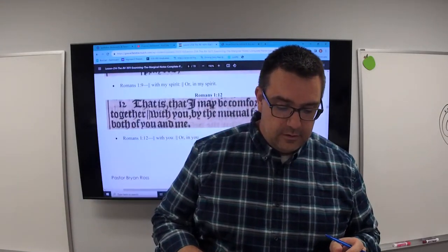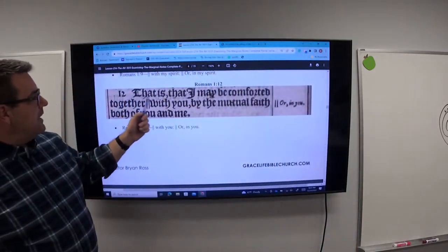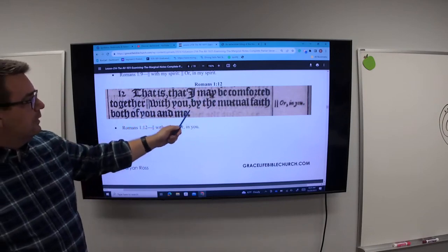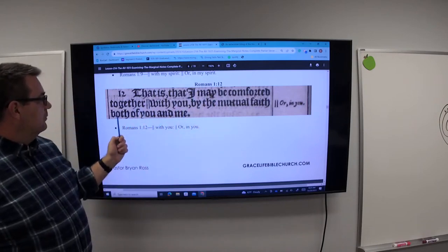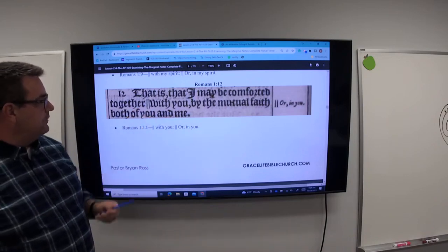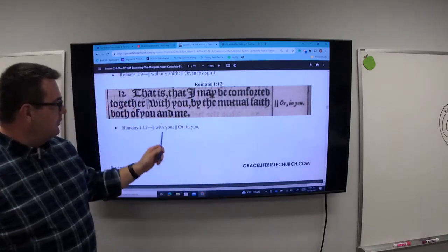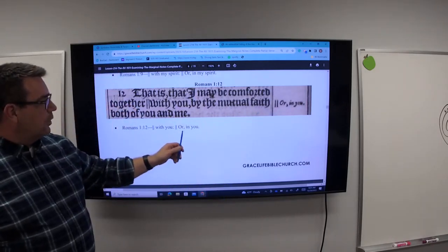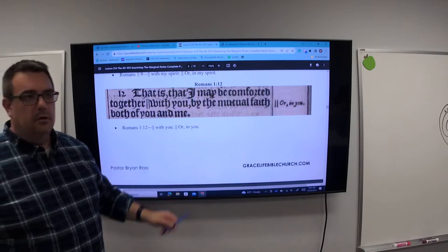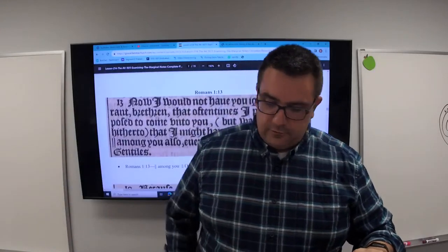Verse 12. That is, that I may be comforted together with you by the mutual faith, both of you and me. All right, and here we have the double vertical lines at with you. And then here in the margin, we have with you in the text, or in you in the margin. Alternative English rendering.